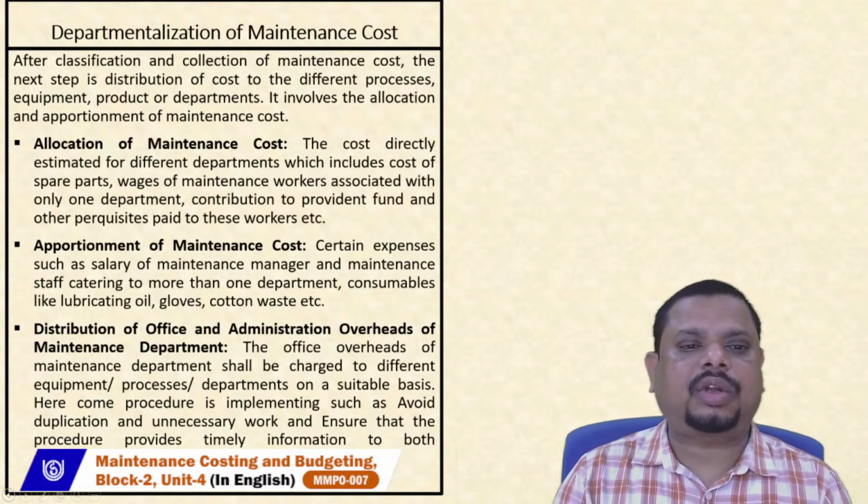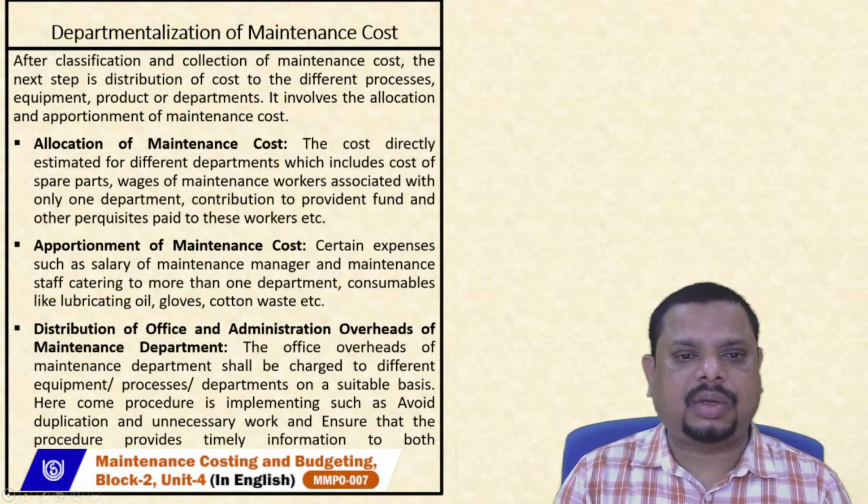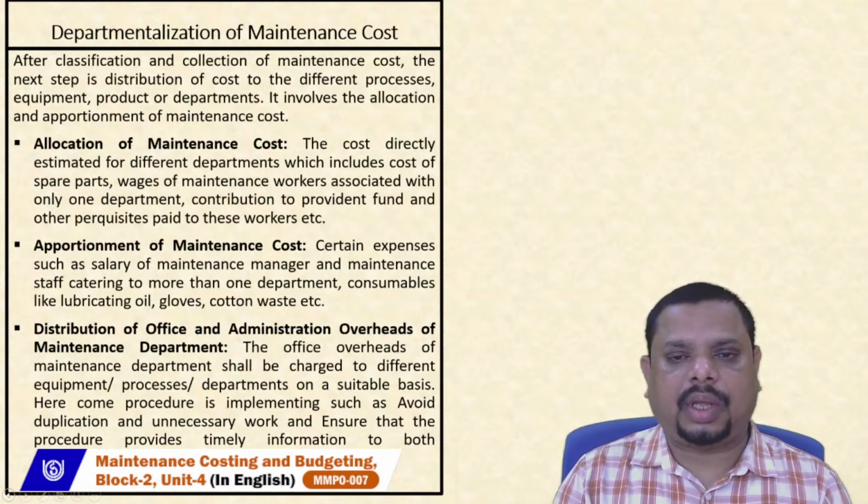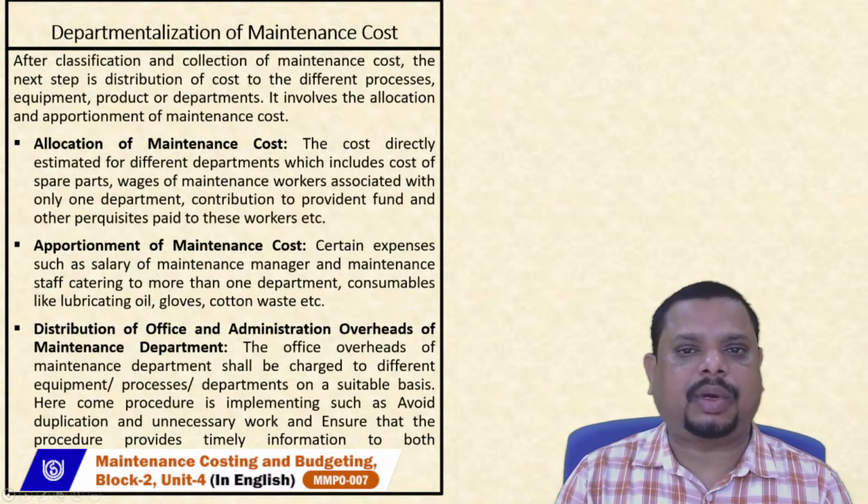Under allocation of maintenance costs, the costs are directly estimated for different departments, which includes the cost of spare parts, wages of maintenance workers associated with one department, contribution to the provident fund, and the other perquisites paid to the workers. For example, take an integrated organization that has a number of departments; let's take the example of the production department of a steel plant.